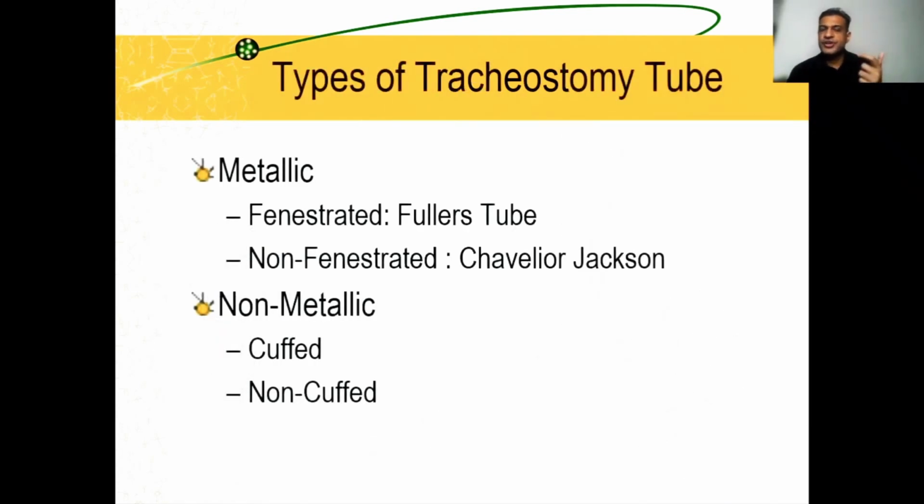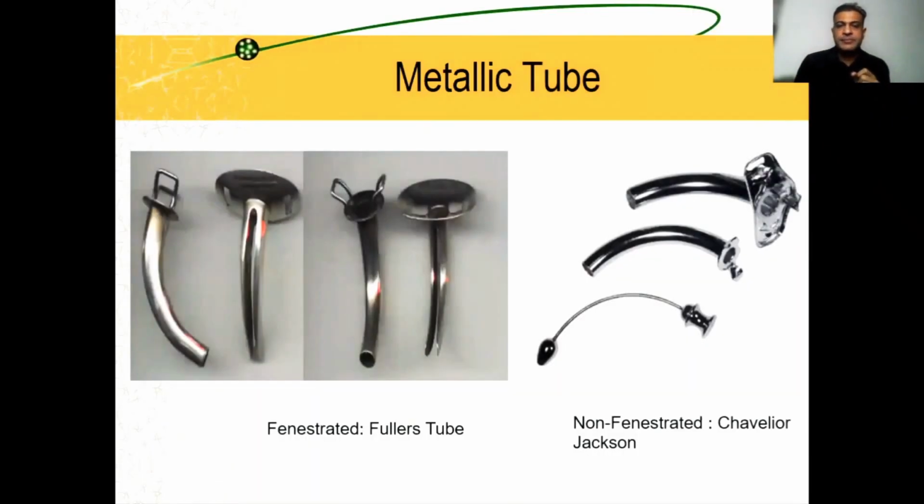We are writing a long question on tracheostomy. We write the introduction, the definition, the indications, and we have written the steps. Now, which tube to put? There are mainly 2 kinds of tube, the metallic tracheostomy tube and the non-metallic tracheostomy tube. The metallic tracheostomy tubes are mainly of 2 types. This one is the Fuller's tracheostomy tube and this is the Chevalier-Jackson tracheostomy tube. The Fuller's tracheostomy tube is also called Fuller's bivalved. If you see, the outer tube has 2 valves.